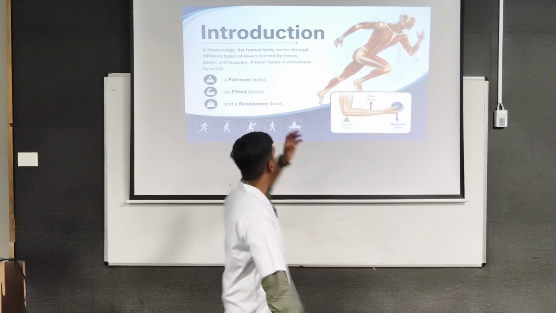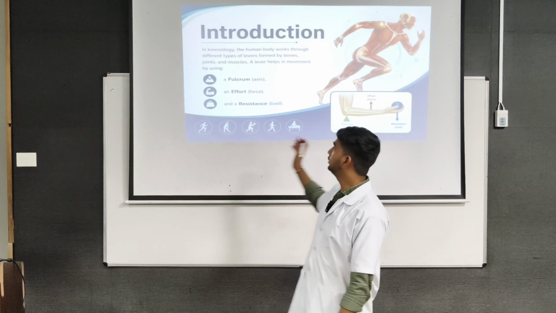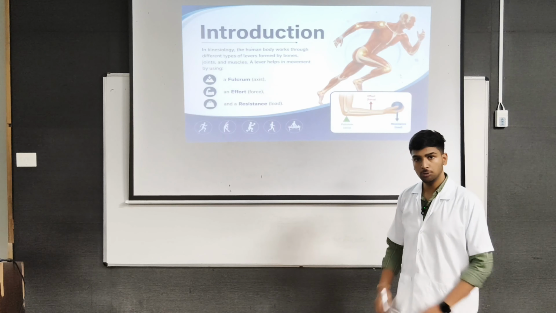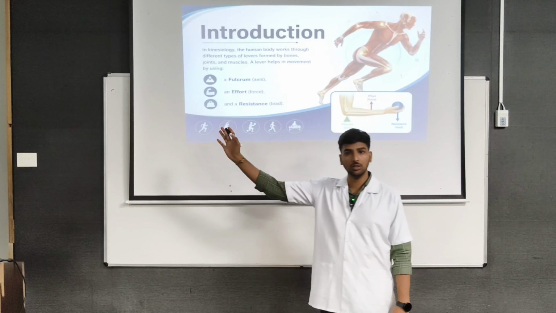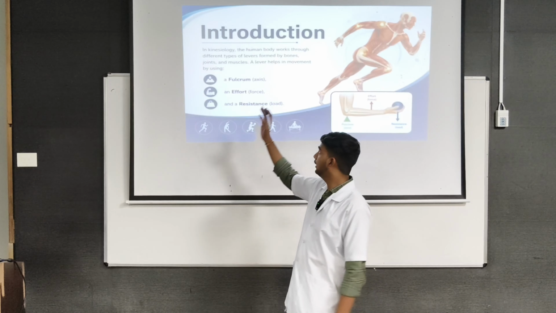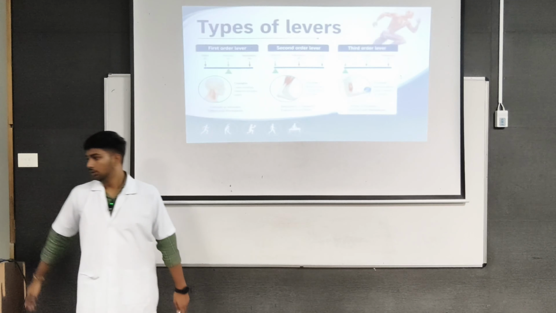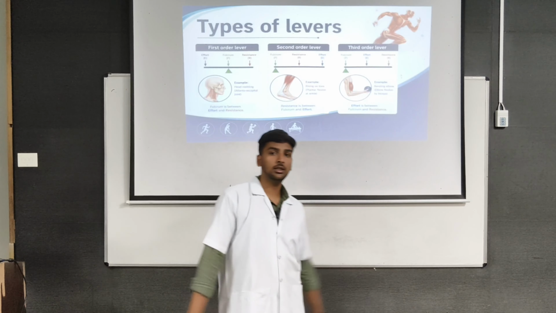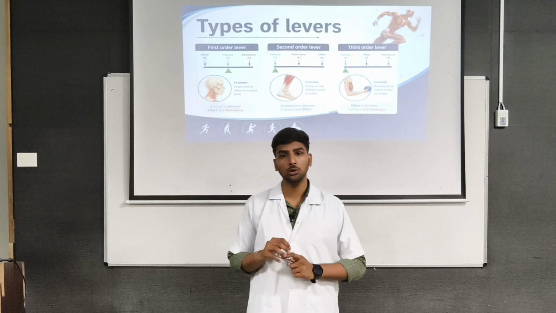So in kinesiology, the human body works through different types of lever formed by the bones, joints and muscles. So in human body, the bone acts as a lever, joint acts as a fulcrum and the resistance is provided by the muscles. Now let's see the types of lever. So mainly there are three types of lever: first order lever, second order lever and third order lever.